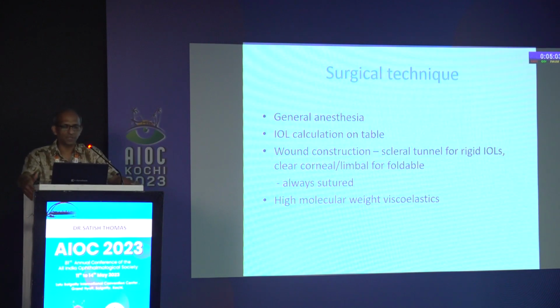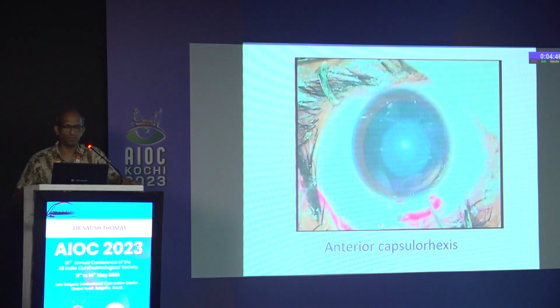Wound construction, a scleral tunnel for a rigid IOL because you need a big wound. You can probably do a limbal wound for a foldable, but either ways, they always have to be sutured. And high molecular weight viscoelastics are helpful.